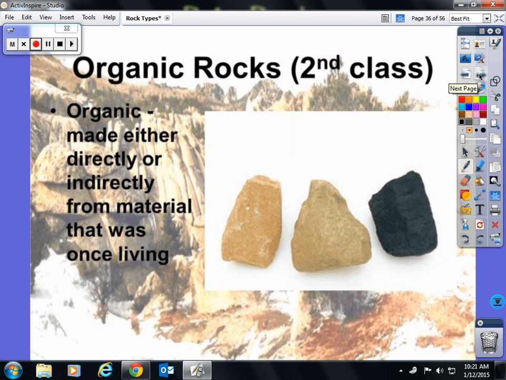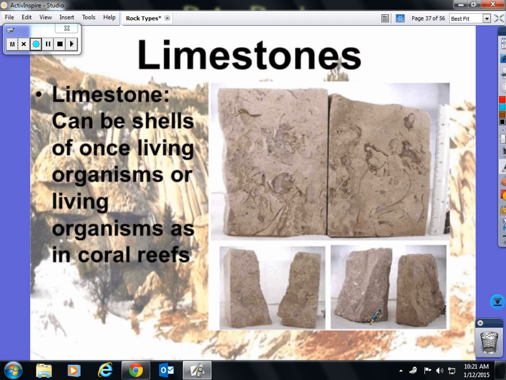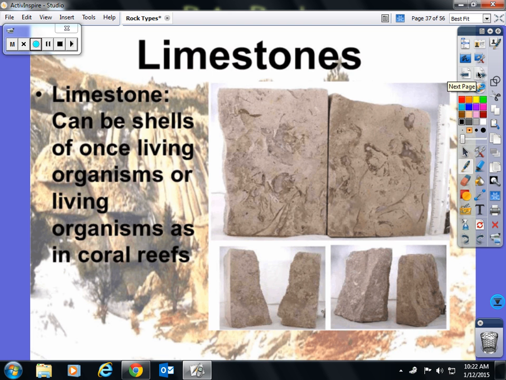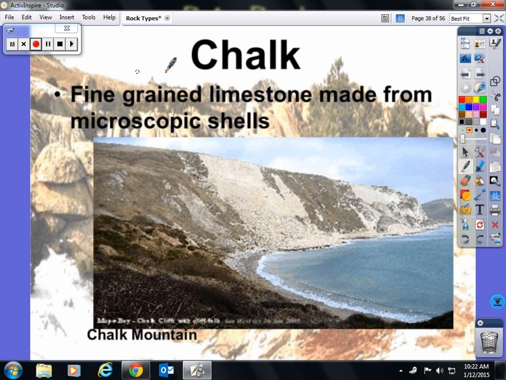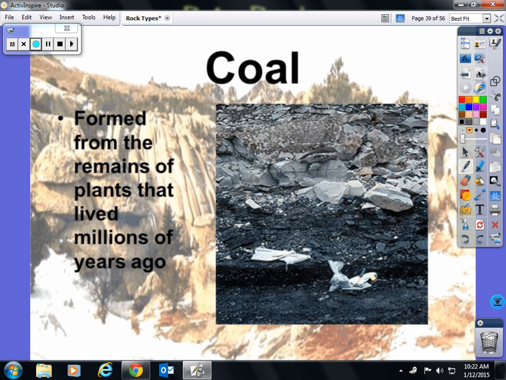The second class, organic, means it comes from something that was living. Your first example would be limestone, and there are two types of limestone. This one specifically forms in the ocean. It's made of the shells of once living animals. It's also made up of coral reefs that have passed, but they're not alive anymore. Okay, and chalk is limestone. So chalk is an example of this type of limestone. Coal is another example.